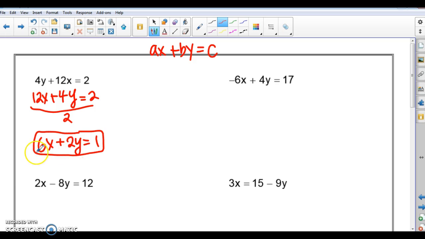But if you divide 2 here, then you got to divide 2 from 1. And that's going to make a fraction. So we can't go anymore. Does that make sense to you? All right, let's try the next one.